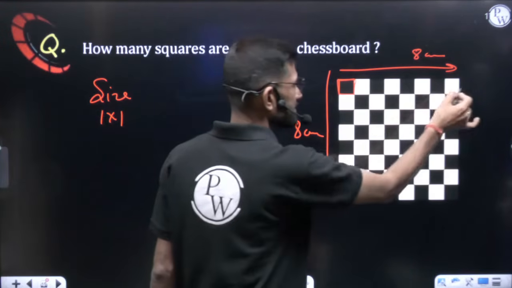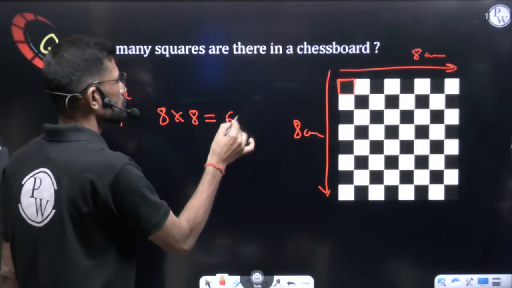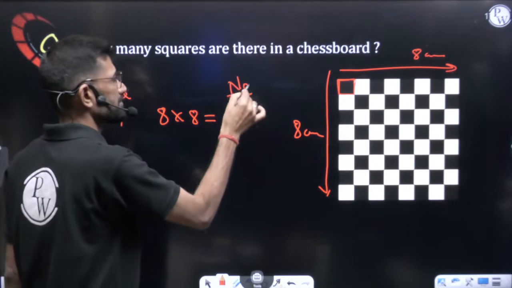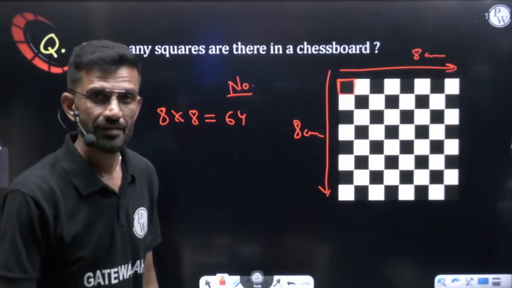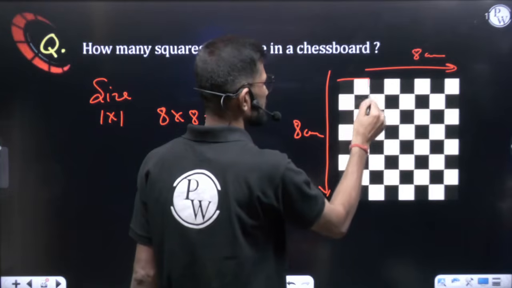Obviously 8 this side, 8 this side, means total 8 into 8, 64 squares you are getting. That is small squares. Total 64 you are getting. Now let us join 4 small squares. 4 small squares when you join.